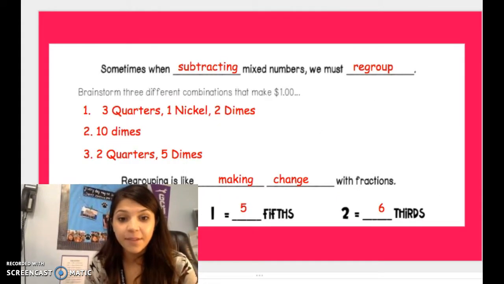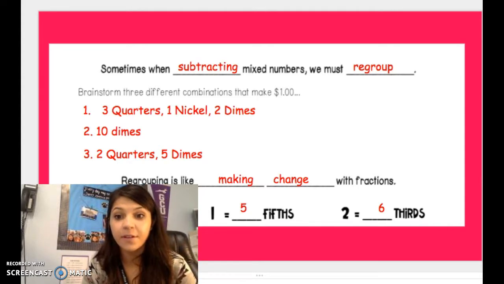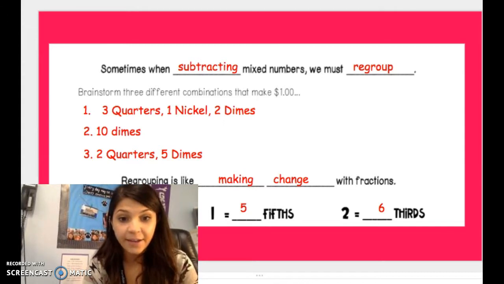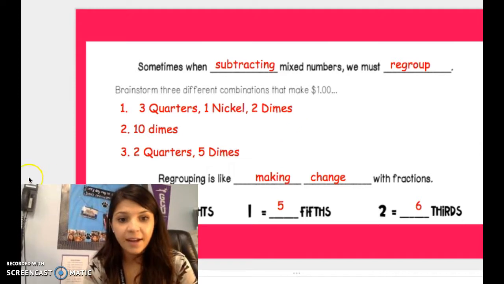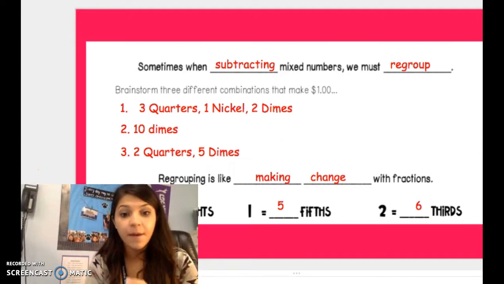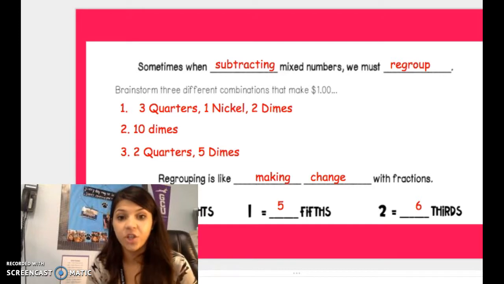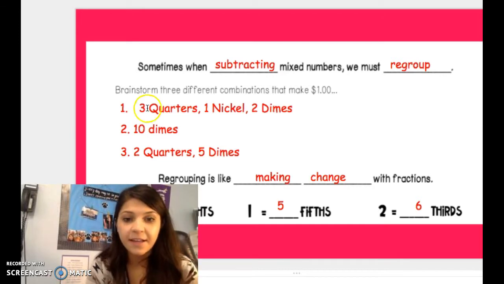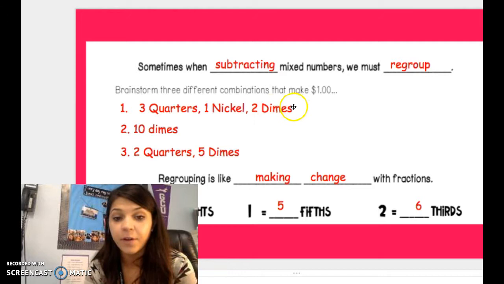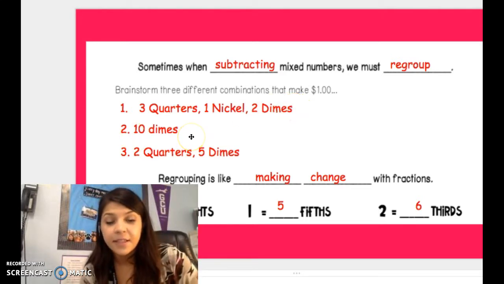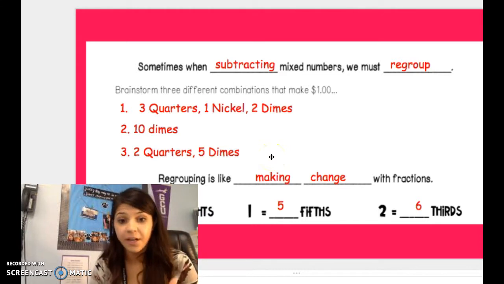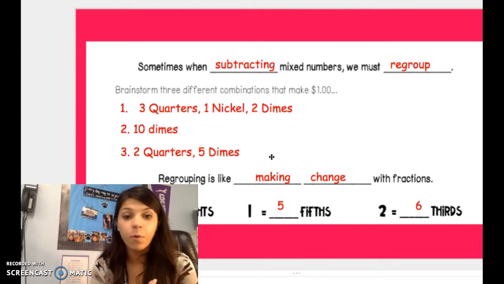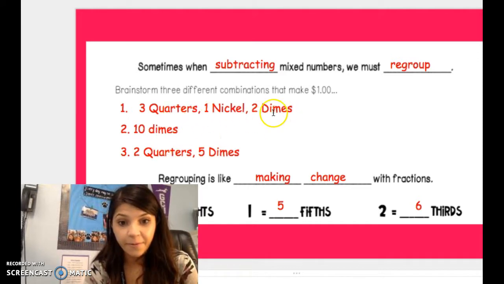So it says sometimes when subtracting mixed numbers, we must regroup them. I gave the example on your handout page for today about when we have a $1 bill. I asked you guys, what are some different ways we can make a $1 bill with different types of change? You answered a lot of fun things like 3 quarters and 1 nickel and 2 dimes. Some of you said 10 dimes. Some of you said 2 quarters and 5 dimes. Some people said 4 quarters.